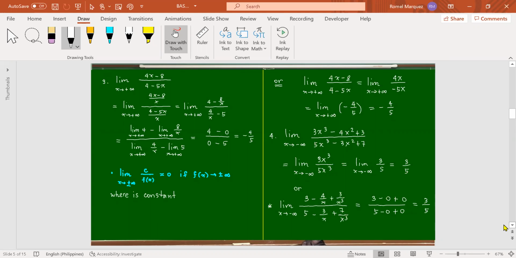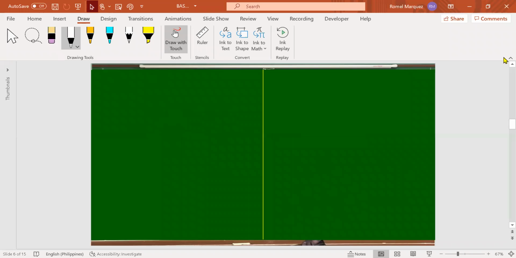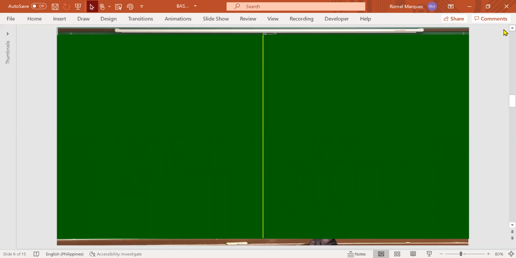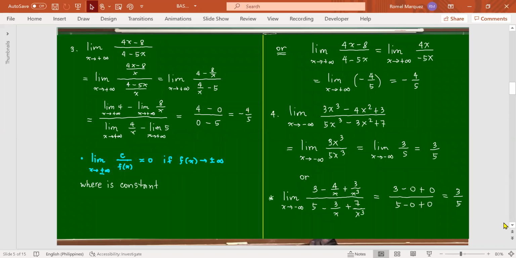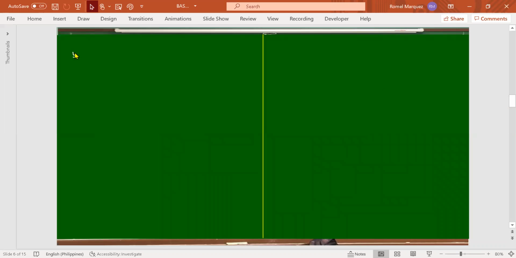Is this clear guys? Okay, number 5. Limit as x approaches, let's say, negative infinity of 3x to the 4th plus 7x minus 7 all over 2x to the 5th plus 2x minus 3.